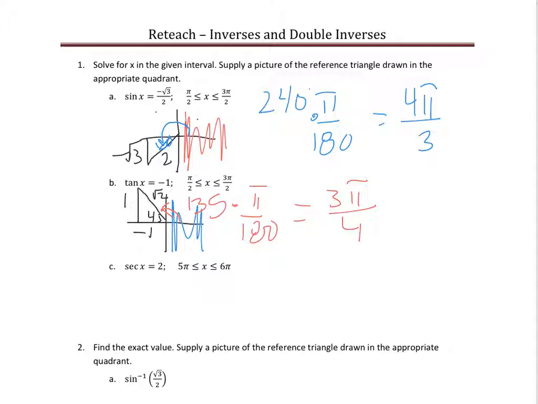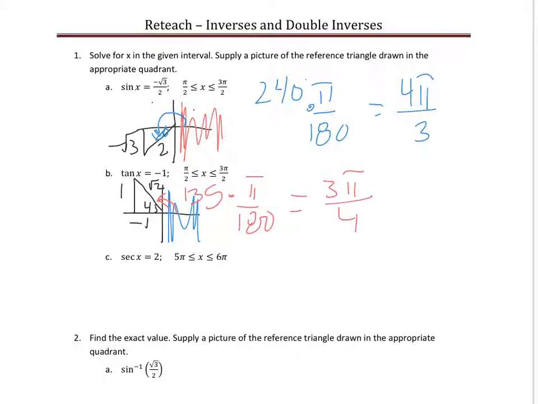Next one's a little bit trickier because it's a secant. So I'm going to actually change this to 1 over cosine x is equal to 2. So now I'm going to flip both sides. So now I know cosine x is equal to 1/2. The reason why is because this is 2 over 1. So again, you're taking the reciprocal of both of them.